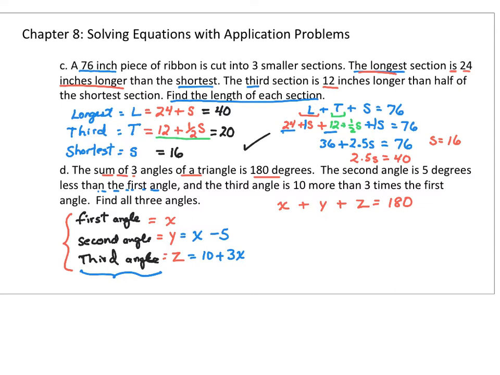Okay, so let's do the substitution. And then we have the x. The y is now going to be x minus 5. The z is going to be 10 plus 3x. And then you can combine like terms. That's 3x. There's another one. That's 4. That's 5. That's 5x. We have a negative 5 here added to a positive 10. So that's going to be a plus 5.